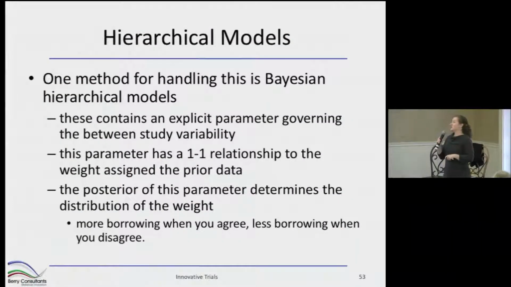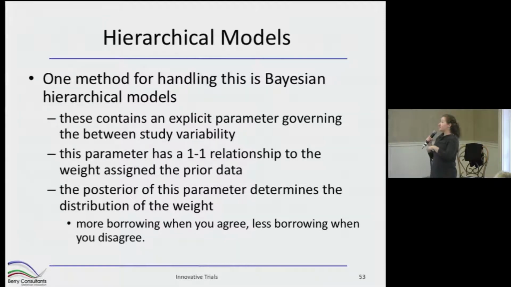All right, so I'm going to go through some of the details of how we actually implement this borrowing. So the methodology here is called Bayesian hierarchical models. What these models do is they explicitly have a parameter that assesses the variability from study to study. So in our case, if we have our current study and we have the historical study, what the model is doing is assessing the variability in the response rate from the historical data to our current control.